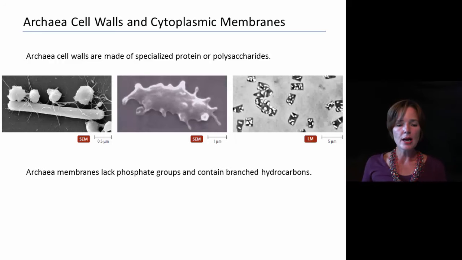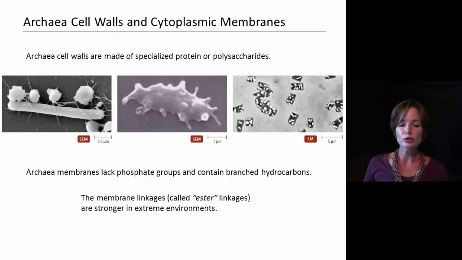And then if we're talking about the actual membranes, the membranes are not going to be made up of phospholipids. These membranes, they don't have phosphate groups in them at all, and they have what we call branched hydrocarbons. So structurally, they're different, and this structural difference, the way that the membranes are linked together, we call it ether linkages, and these are much stronger, more stable linkages when we're talking about extreme environments. So extreme temperatures are going to be okay when we're talking about archaea because of those special linkages.